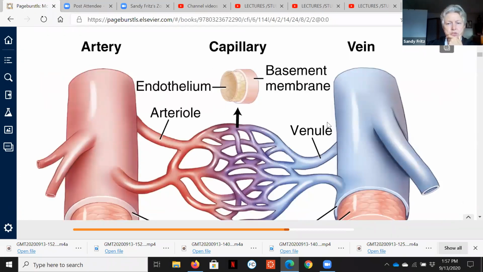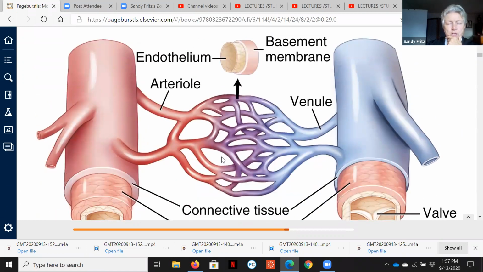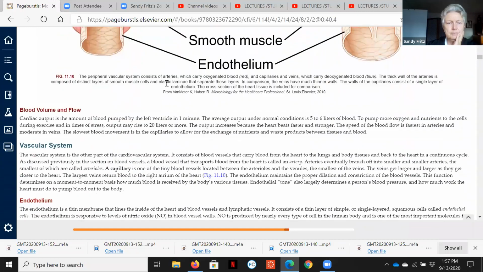This shows in general the structure and closed unit of the circulatory system, and it's here at the capillaries that we get the exchange. This is where the plasma-type material seeps out and gets into the interstitial spaces around the cells.